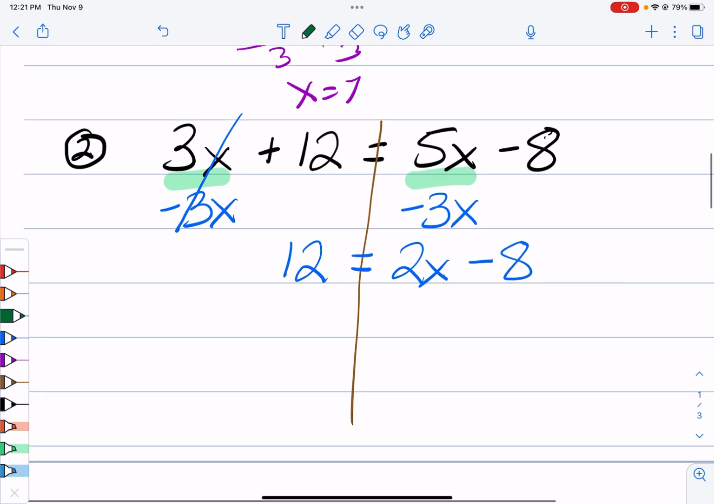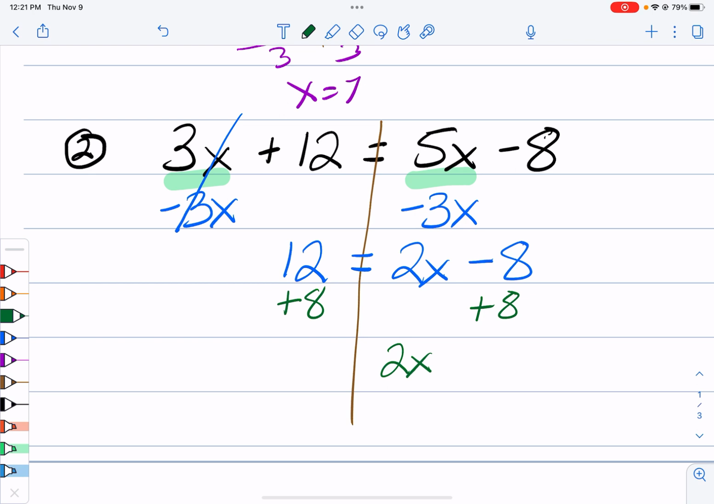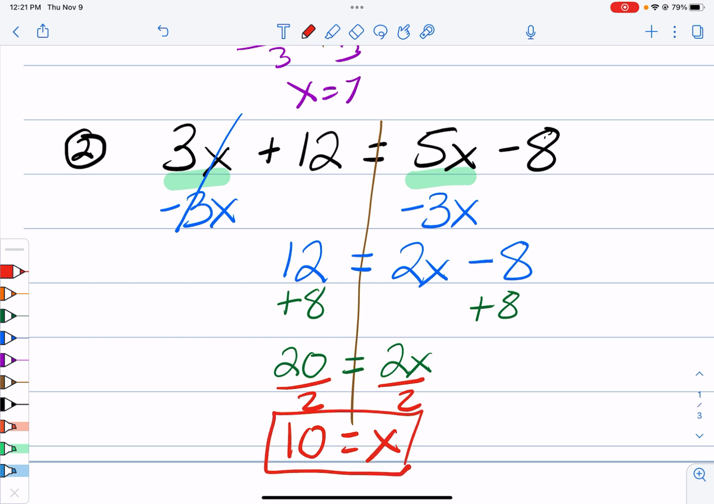So if we keep going, I'm going to add 8 to both sides to get my constants on the same side. Constants don't have a variable. 12 plus 8 is 20. And then I'm going to divide both sides by 2. And I'm going to get that 10 equals x. So on this one, my answer has the variable on the right-hand side because I chose to move the variables to the right-hand side. Absolutely okay. If you ever rewrite that as x equals 10, absolutely fine. Exactly the same answer.